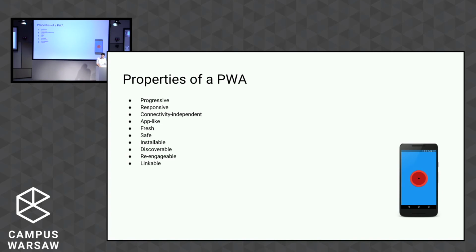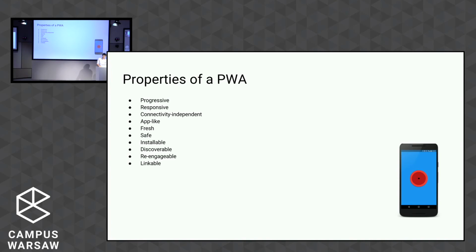So if the browser thinks, and there are some criteria like you have to return to the app twice within 5 minutes, for example, but if the browser thinks that your web app is good enough, then you have the option to install it to the home screen.